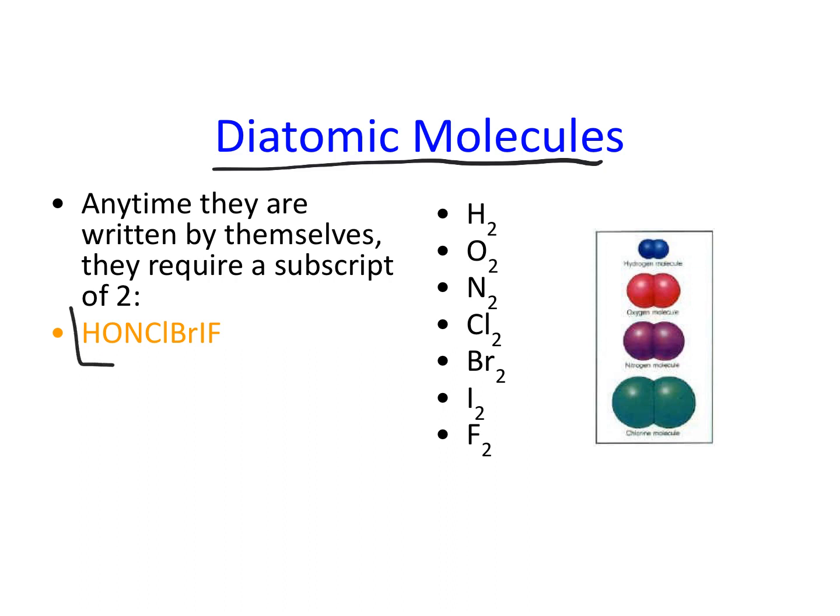So if you all remember HONClBrIF, which is hydrogen, oxygen, nitrogen, chlorine, bromine, iodine, and fluorine. Those are our 7 diatomics. Remember, they make a 7 on the periodic table. So those 7 diatomics, when they're written by themselves, have to have that subscript 2 by them.